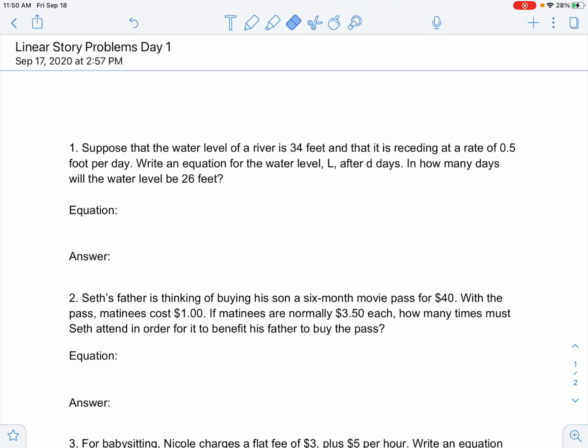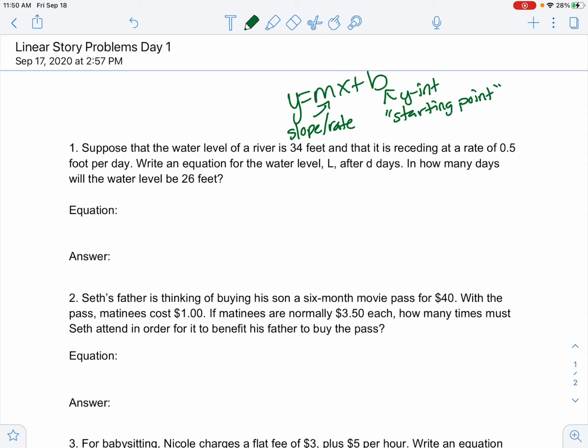Now before we look at number 1, let's talk about the equation that we have learned for lines, okay? So we have y equals mx plus b. Now in that equation we have a number for m, which is our slope, which can also be seen as a rate. We also have our b value, which is our y-intercept, or a lot of times referred to as our starting point. So that kind of helps me keep that in mind to figure out where I put the numbers as I go through story problems.